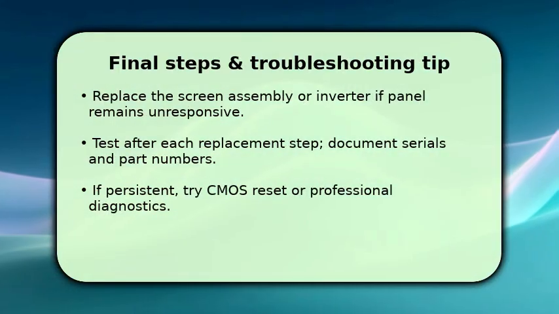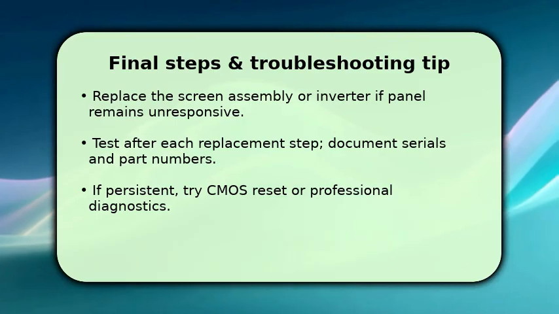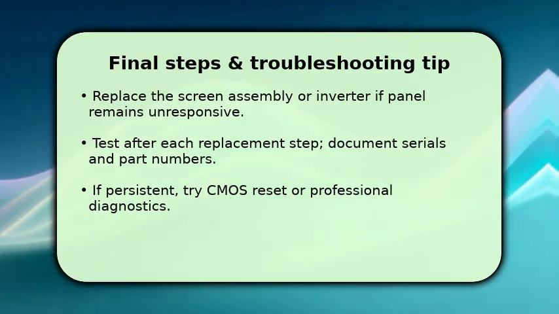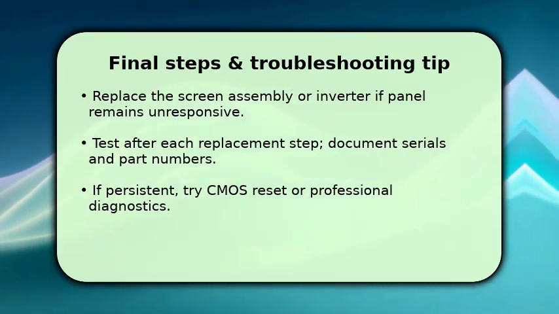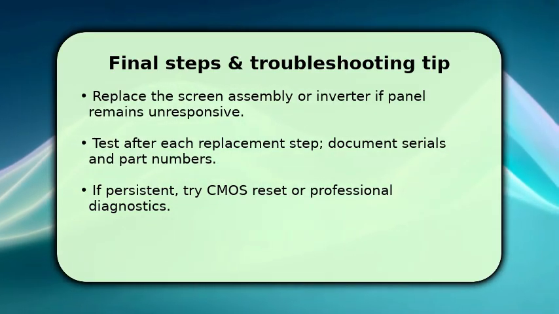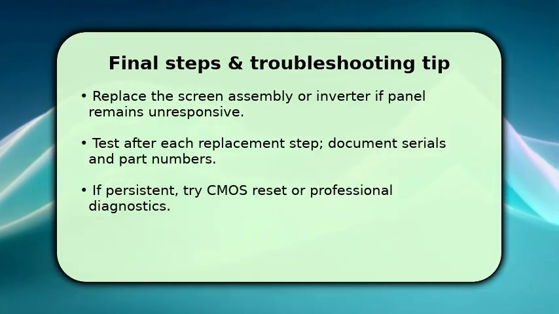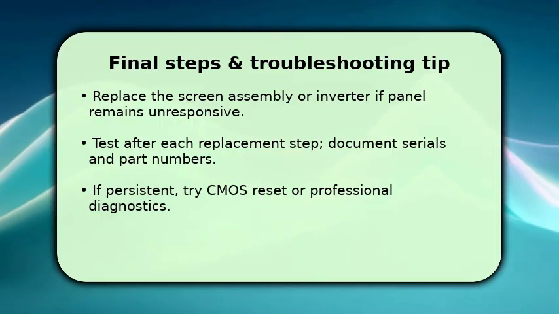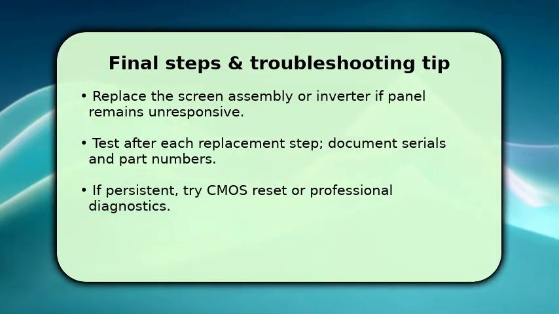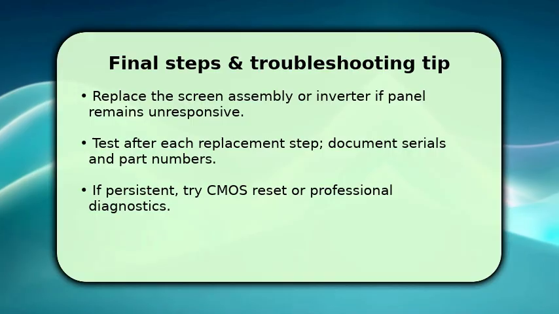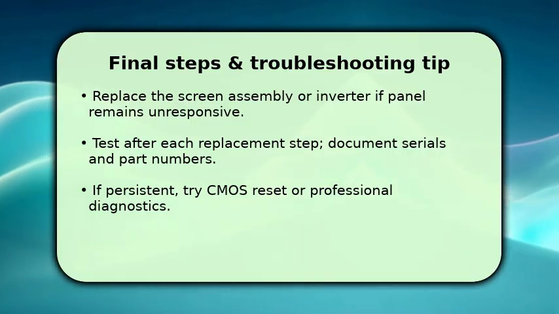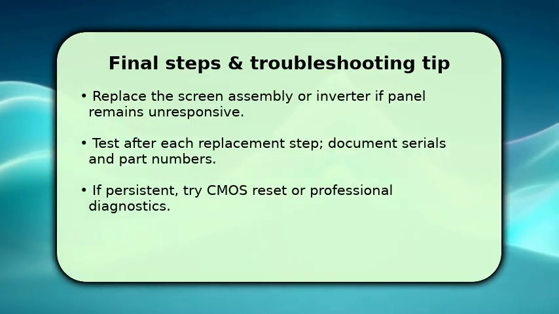If the external monitor worked and cables are good, replace the display assembly or the inverter/backlight system because those parts fail with age or impact. After each replacement, test the device to confirm the fix. This prevents unnecessary parts changes and helps you document serial numbers and warranty claims. If the issue persists, perform a CMOS reset, and if still unresolved, seek professional diagnostics.